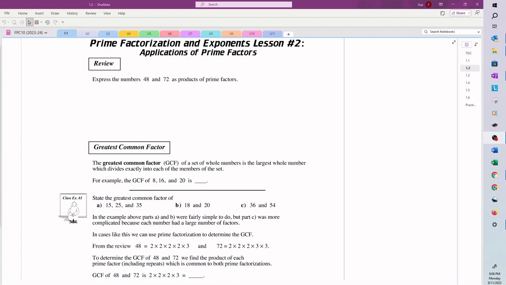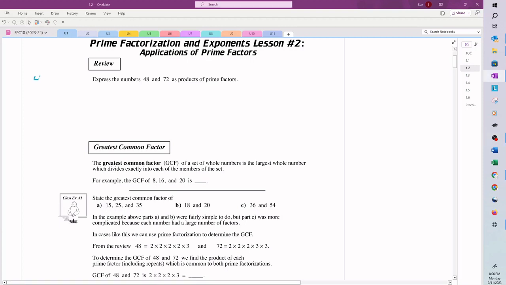This is Unit 1, Lesson 2 of Foundations in Pre-Cal 10 on applications of prime factors. So let's just review. We want to express the numbers 48 and 72 as products of prime factors. So that means we have to do the prime factorization.